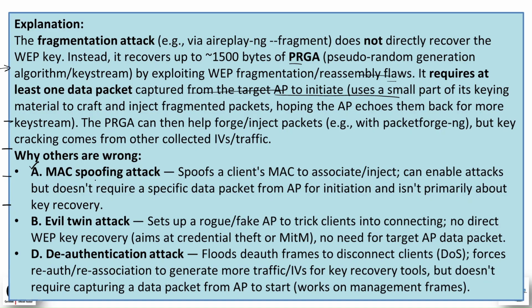So why are the other options wrong? Option A, MAC spoofing attack spoofs a client's MAC address to bypass filters or inject and can enable attacks, but does not require a specific data packet from the AP for injection and is not primarily about key recovery. Option B, evil twin attack sets up a rogue fake access point to trick clients into connecting. No direct WEP key recovery, aims at credential theft or man-in-the-middle attack. No need for a target AP data packet. And option D, de-authentication attack floods de-authentication frames to disconnect clients. Denial of service, forces re-authentication and reassociation to generate more traffic for key recovery tools, but does not require capturing a data packet from the AP to start. Works on management frames.